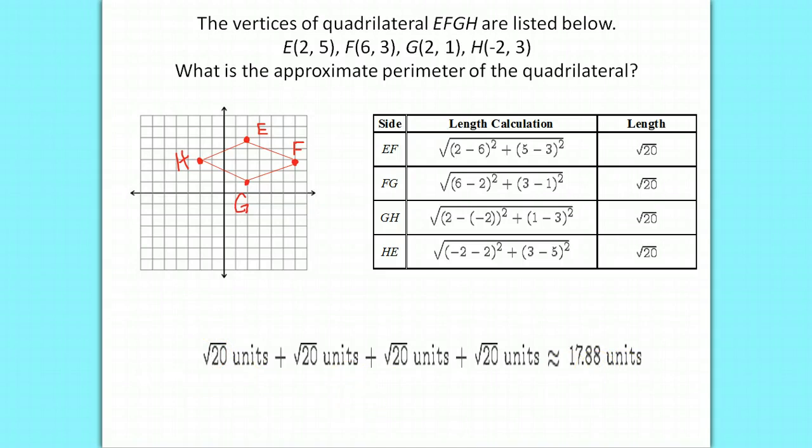You could also write it like this, 4 times the square root of 20. Especially if you didn't have a calculator, that would definitely be the nice, easy way to write it. It just shows what you would do. You would take 4 times the square root of 20.